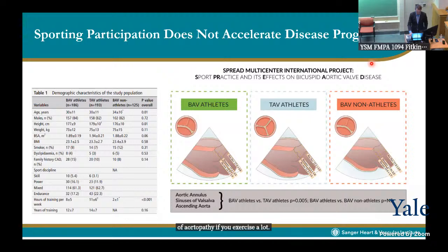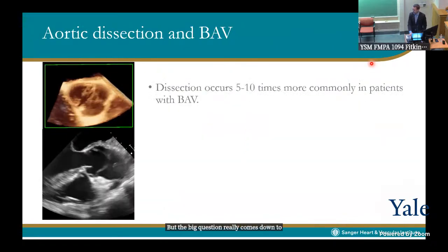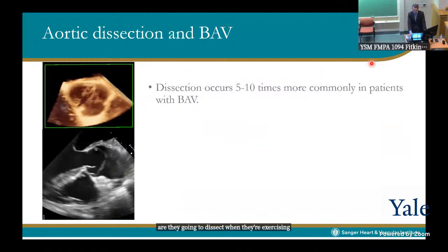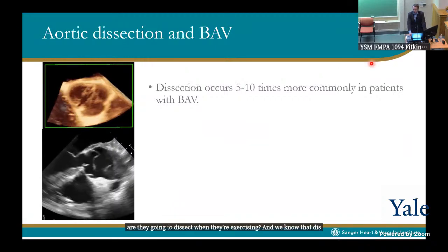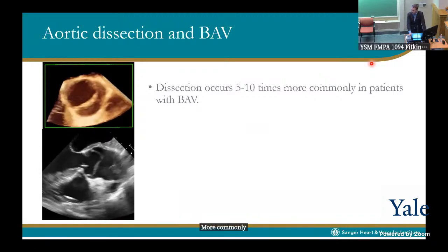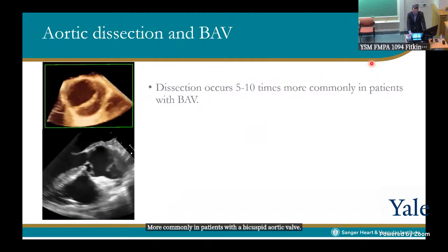But the big question really comes down to dissection, right? That's what we're worried about. Are they going to dissect when they're exercising? And we know that dissection occurs 5 to 10 times more commonly in patients with a bicuspid aortic valve than a tricuspid aortic valve.